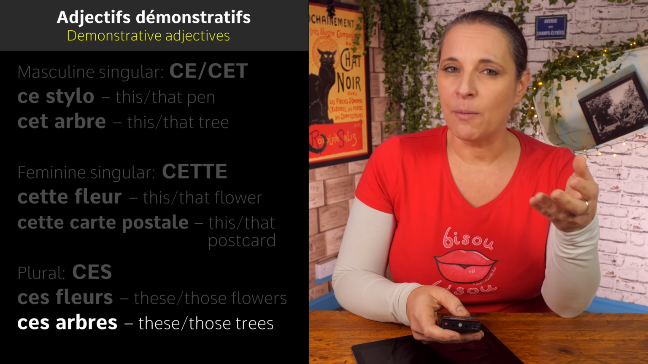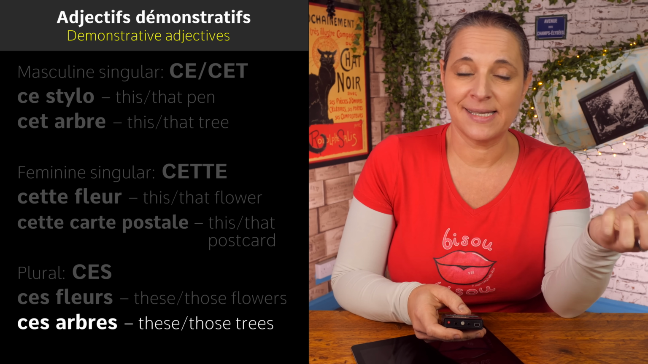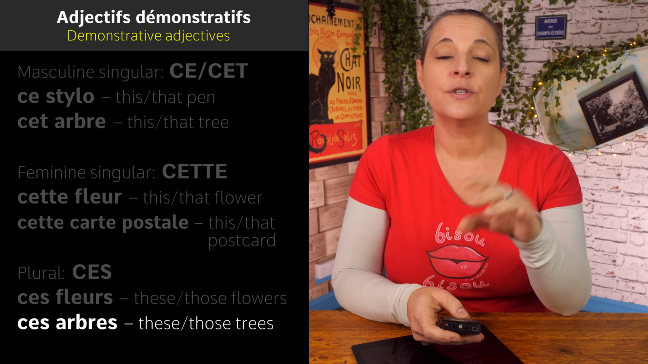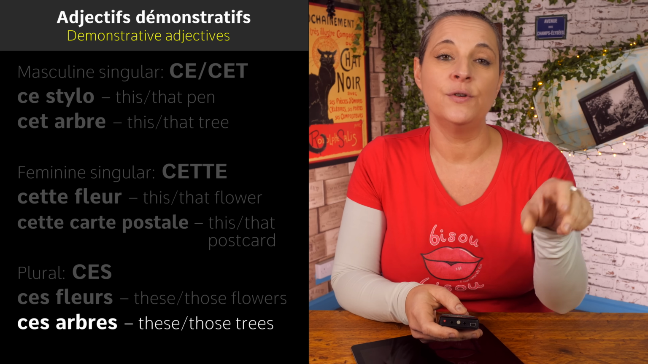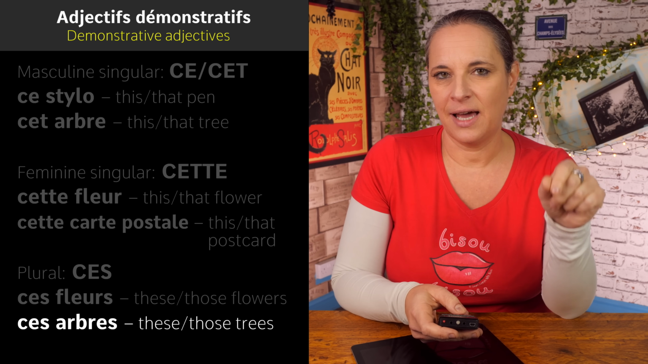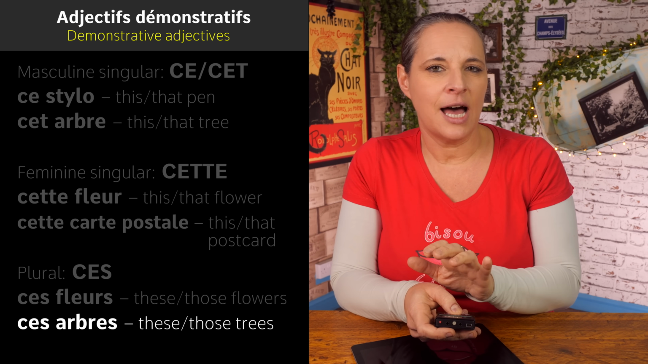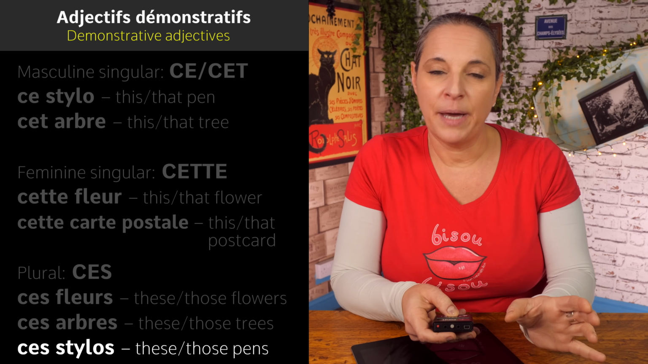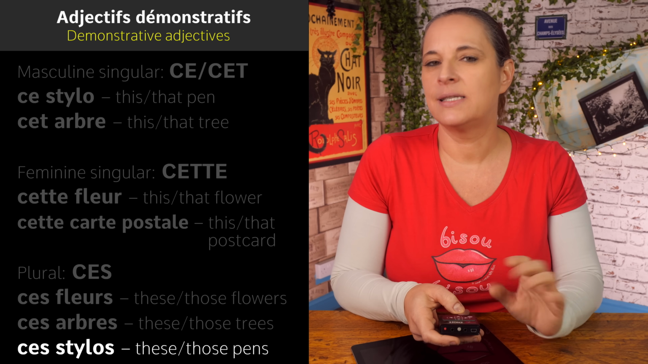And the same for arbre. You wouldn't say cet arbre, okay, only when it's in singular form. But if you want to put it in its plural form, then you use the word ces, C-E-S. So you would say ces arbres. And the same for stylo, pen. These pens will become ces stylos.